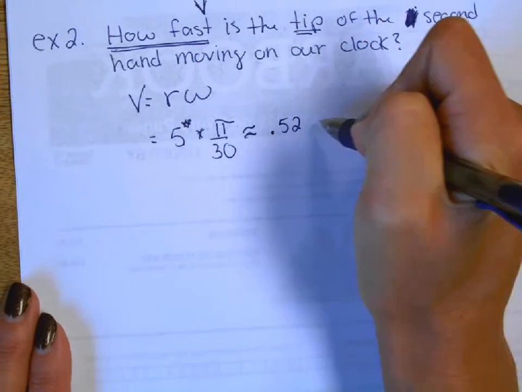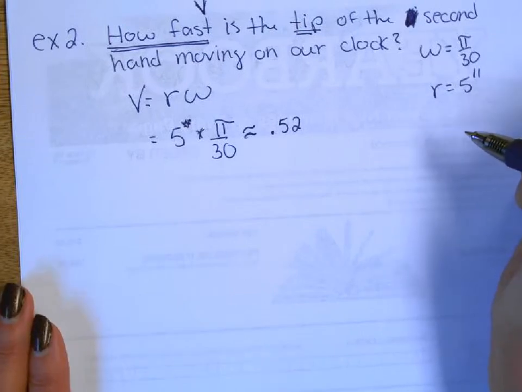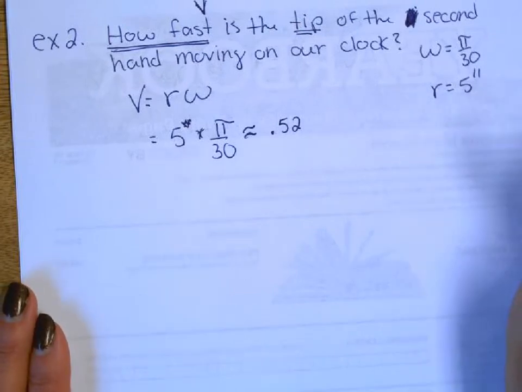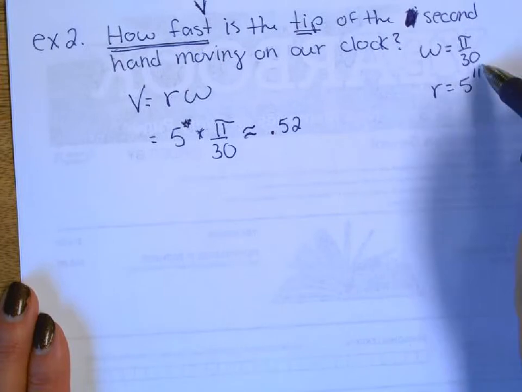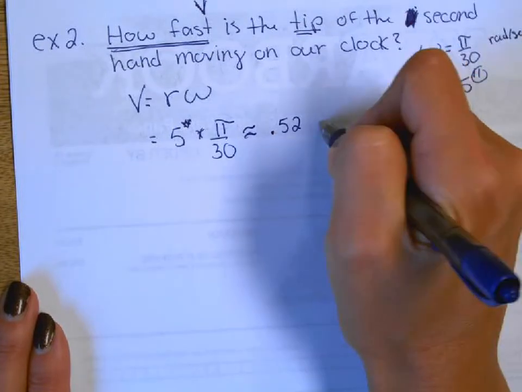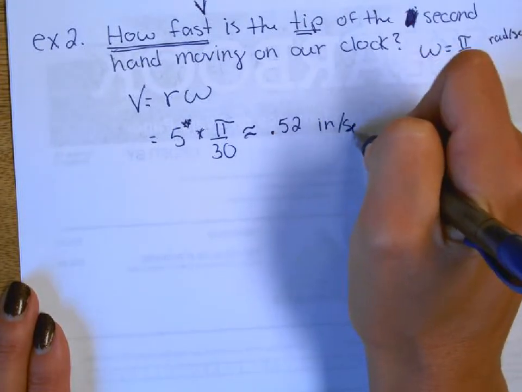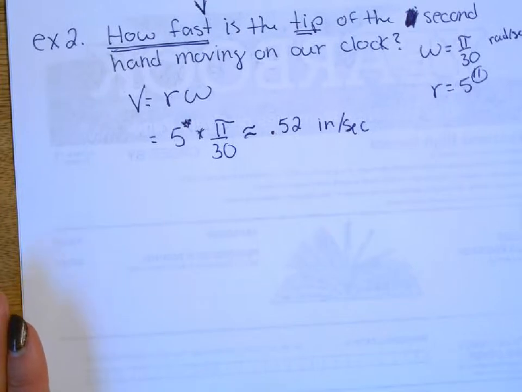What would my units be on that? We are going to count labels on the story problem. Remember, velocity is a distance over time. I had inches, and we had seconds here, because this was radians per second. So this would be inches per second. So it's covering about a half an inch every second on the clock. What is W? Angular velocity, radians per time.